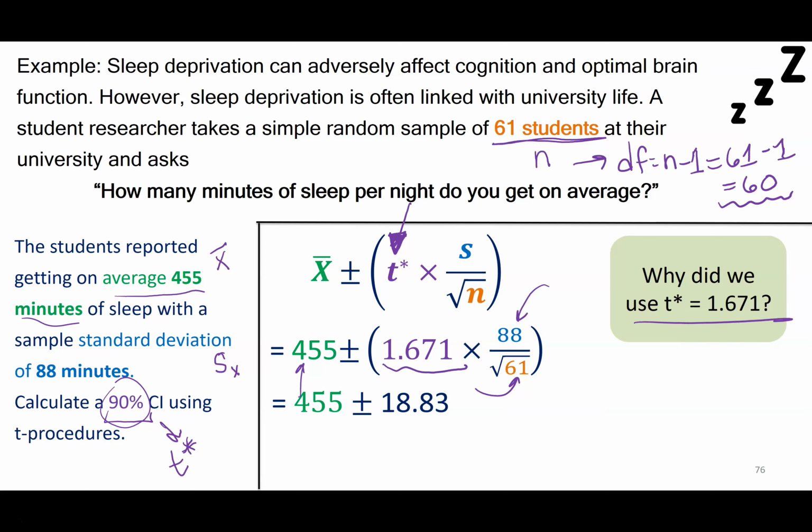So why did we use this? Because we are using t-methods. We do not know sigma, so we don't get to use, typically we would have used a z star of 1.645. We don't get to do that now because we don't know sigma. We have to use a t star because we only have s.